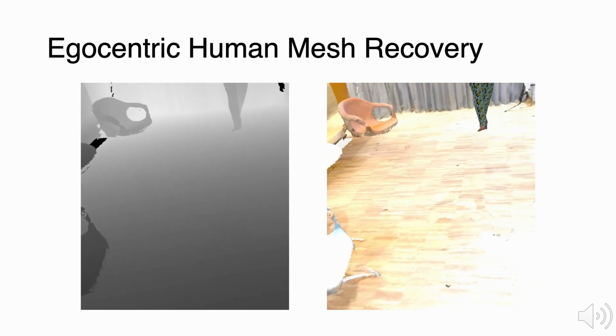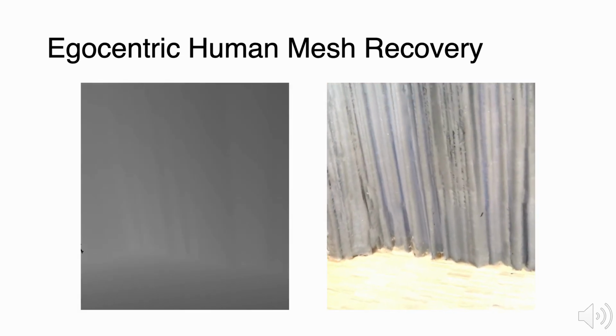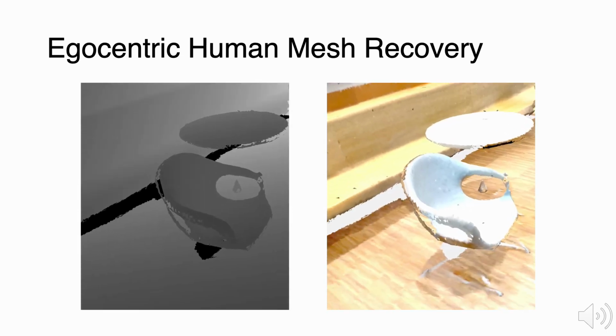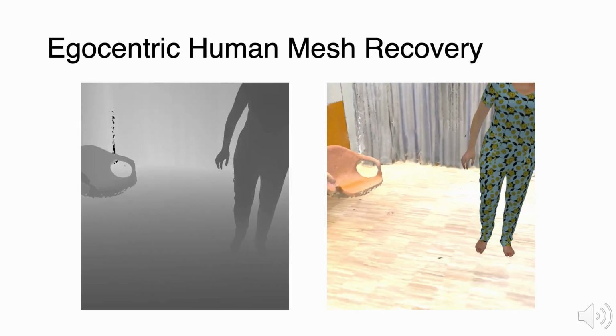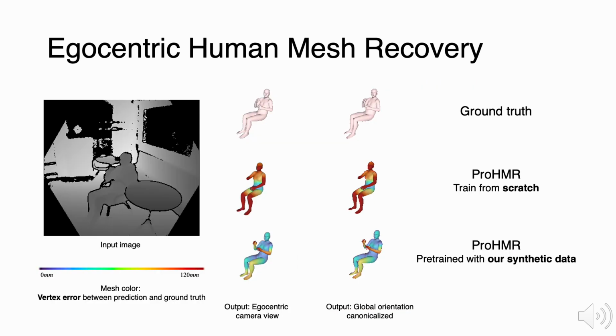In addition, we generate 300,000 synthetic RGB images by randomly sampling body textures and 3D textured clothing meshes from existing assets and performing automated clothing simulation. We test the recent human mesh recovery model ProHMR with depth images as input on a real-world dataset, the EgoBody test set. Here the mesh color denotes the vertex error between the predicted body and the ground truth.